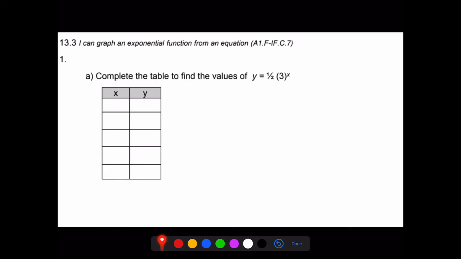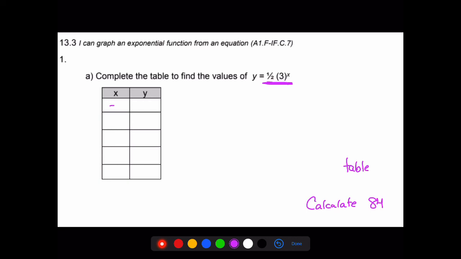So, letter A. Complete the table to find the values of y equals 1/2 times 3 raised to the power of x. Now, I highly suggest that you use the table function on your calculator for this. This will make it very easy. All you have to do is enter in this part of the function, and you'll be good to go. If you don't have access to a calculator, there's an app called Calculate, I believe 84 or 82. It's on the iOS store. I highly recommend using that app. Or just plug in the numbers and solve for them with a calculator. So just plug in for when x is 0 and x is 1 and x is 2 and so on.